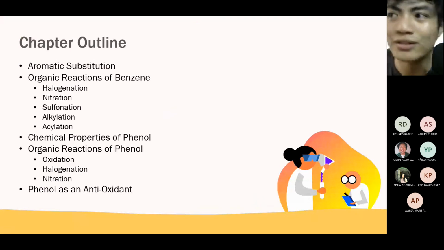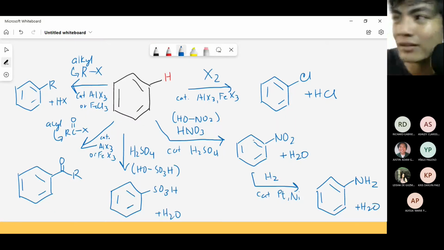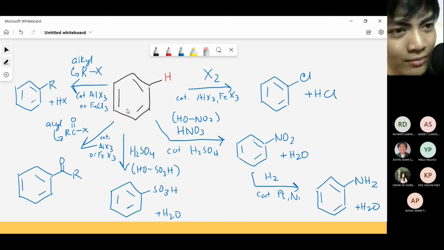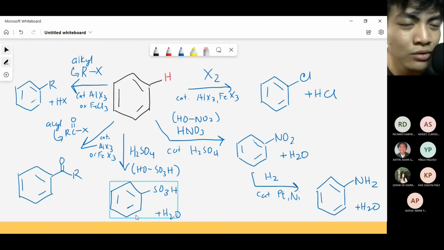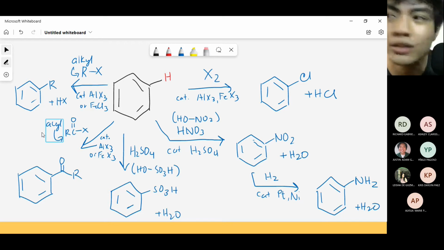So there are many reactions for our benzene, and they are simplified by our diagram here. We have the halogenation, wherein you need your catalyst. You have your nitration, which can further be reacted with hydrogen gas to reduce the nitro group into an amine. We also have a benzene reaction called sulfonation, wherein you react your benzene with sulfuric acid to produce benzenesulfonic acid. And then we have the acylation and the alkylation reaction.